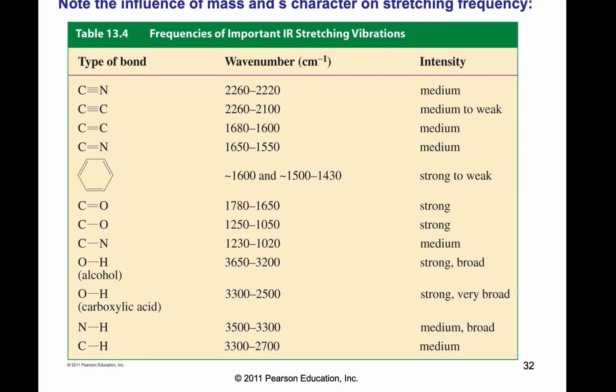Carbon-nitrogen triple bond, carbon-carbon triple, carbon-carbon double, carbon-nitrogen double. Aromatic is the hexane ring with 3 conjugated double bonds. CO double bond, CO single, CN single, alcohol is OH. Then you also have carboxylic acids, which have a carbon-oxygen double bond and a COH single bond. Then NH for amines, and then CH. Very handy table, and you have the wave numbers there, and you also see the intensities. You see they vary depending on the polarity, the electronegativity of the atom involved.